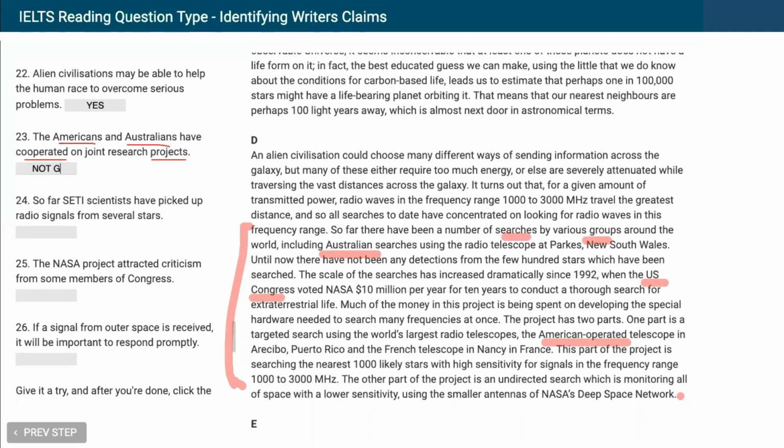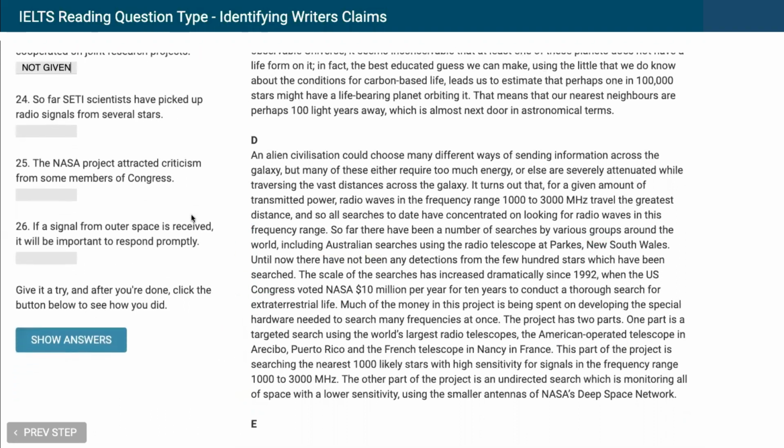So I will write out not given. Okay, I will clear our screen and we'll go down to number 24. Our keywords were SETI, radio signals, and stars. So far, SETI scientists have picked up radio signals from several stars. I'm going to keep looking around here because number 24 could be in this area as well.